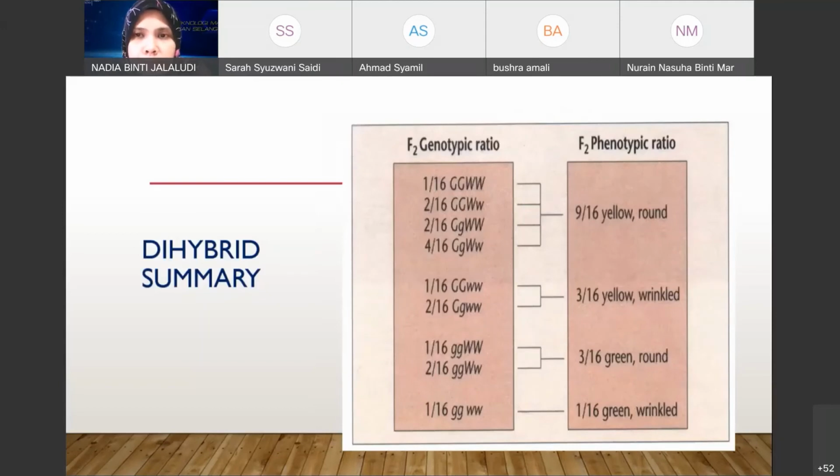Okay, so summary of dihybrid macam ni lah. Yang untuk yellow and round dia akan ada 1, 2, 2, 4 genotypic ratio which ends up to 9/16. Yang yellow wrinkled pula akan ada 1 and 2 which contributes to 3/16. Also 1 and 2, 3/16 and 1/16 yang recessive. Okey ke? Tak laju sangat kan? Senang je ni kan?